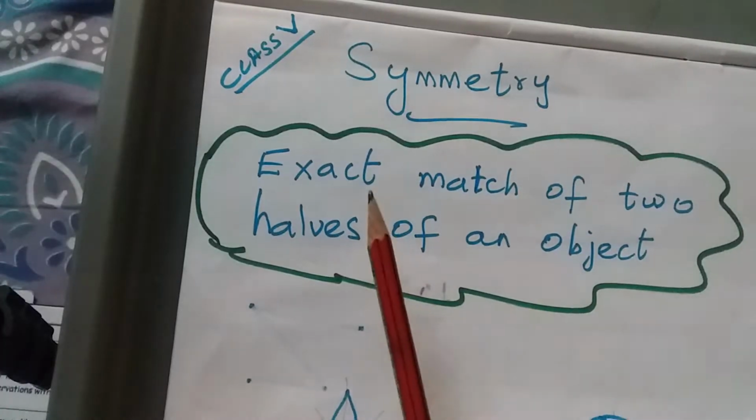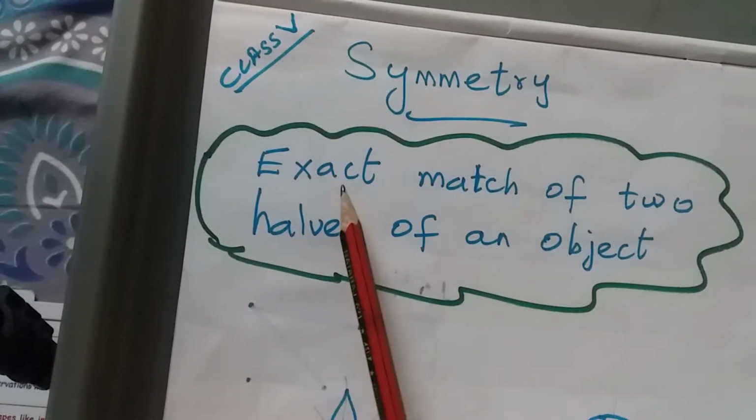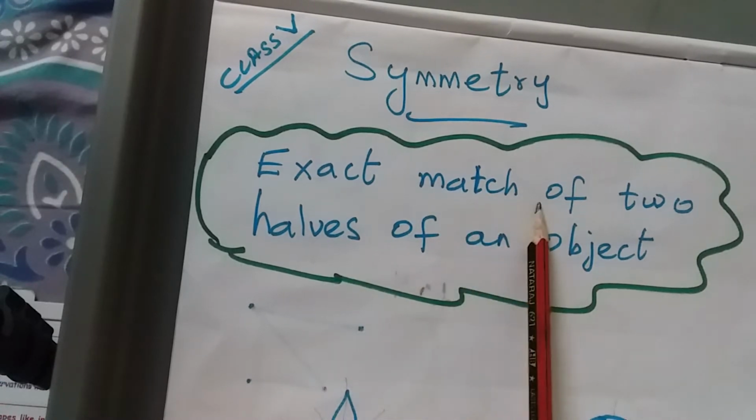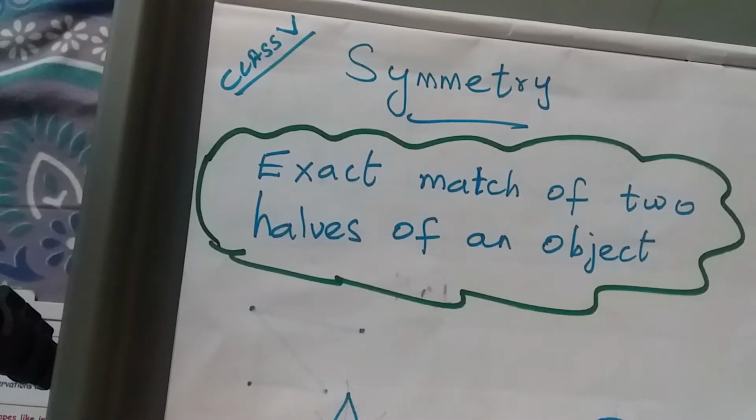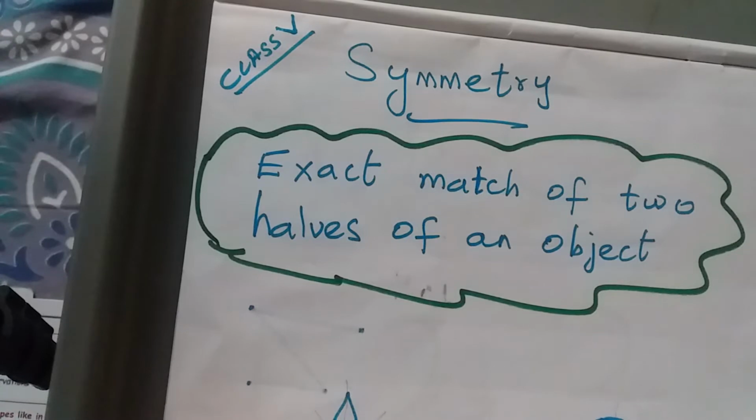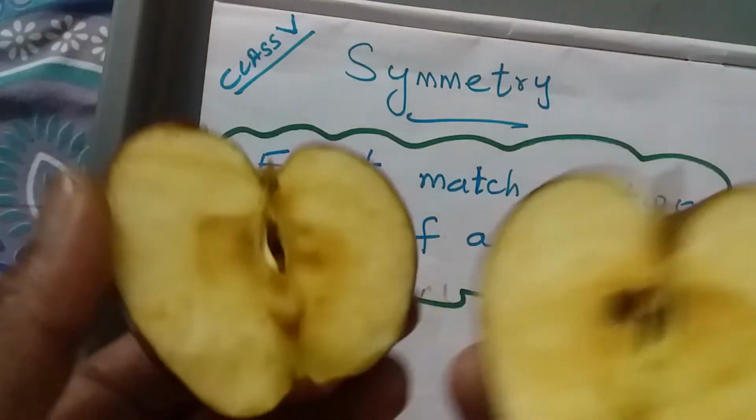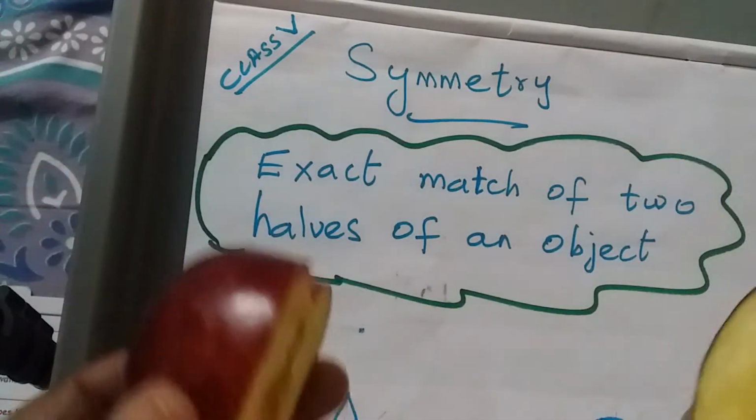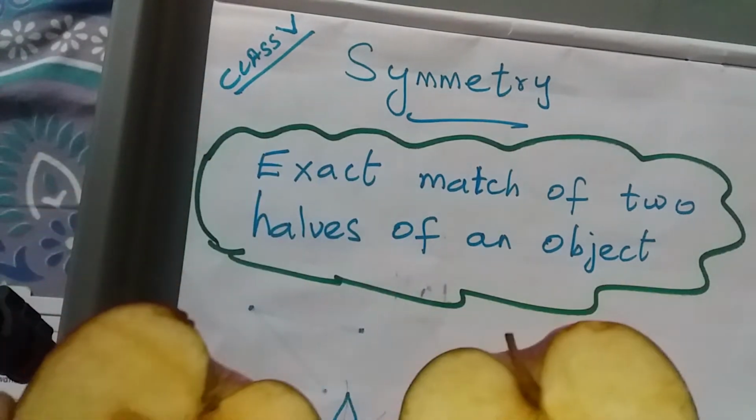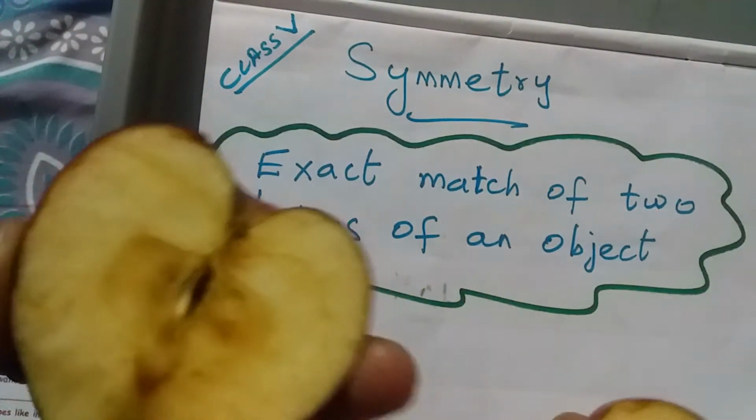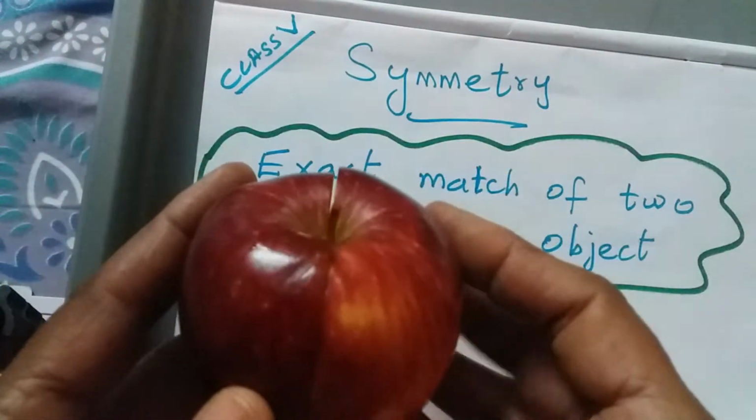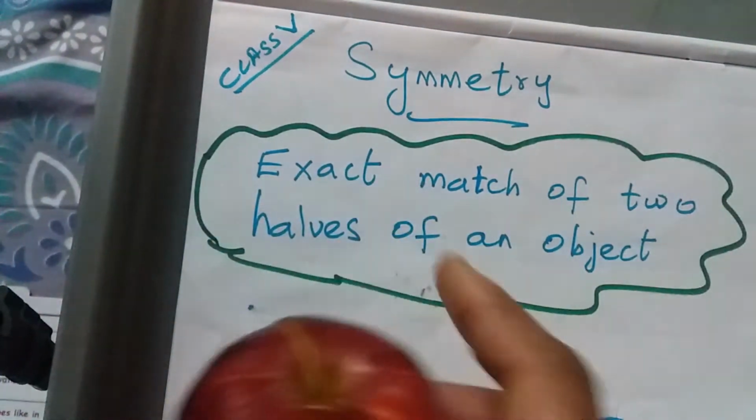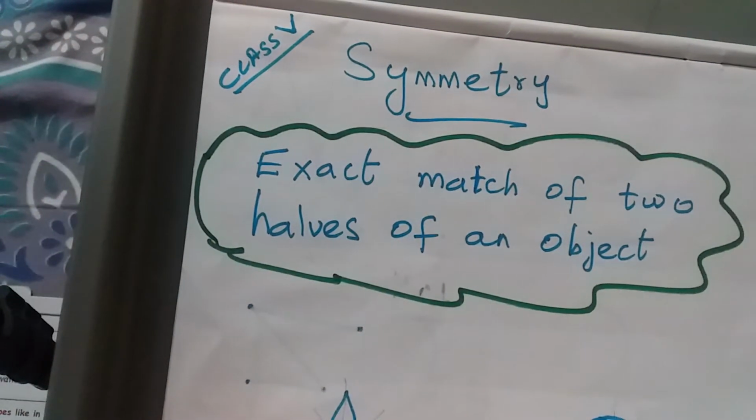Therefore, now we can understand what symmetry is. It is an exact match of two halves of an object. The object can be anything. It can be a butterfly, it can be an apple, it can be a leaf. Anything. But two halves. This is one half, this is one half. What is the meaning of half? Half of an apple. They each match with each other exactly. That is the meaning of symmetry.